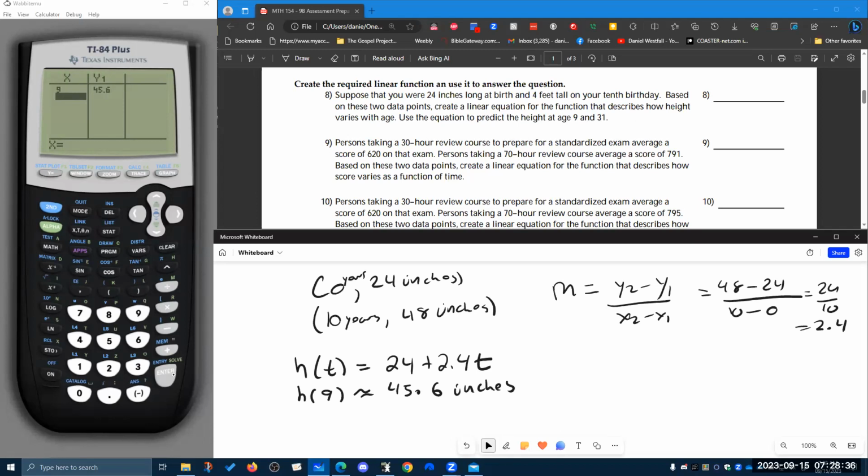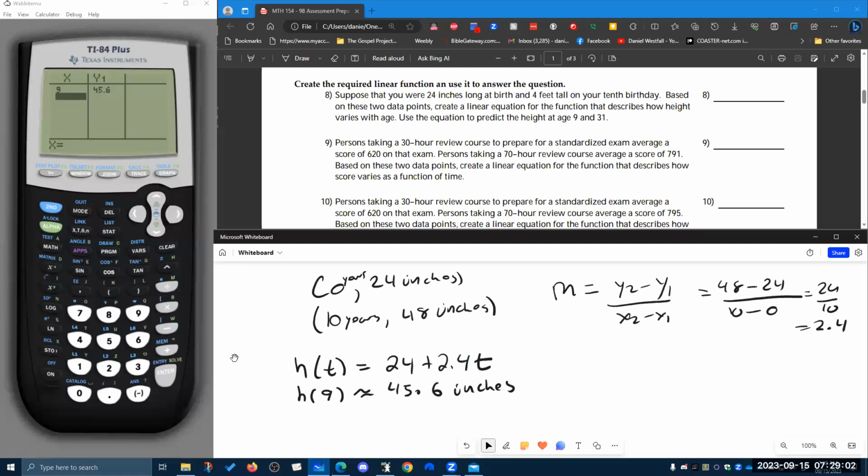And if I want to think of that in feet, that's not quite 4 feet tall, and that makes sense based off of my model, since it's within my range of data from 0 to 10 years old. It kind of makes sense that it would fit that model, and that I might have grown a few inches, 2.6 inches, in my last year.